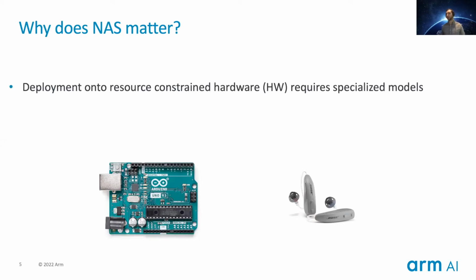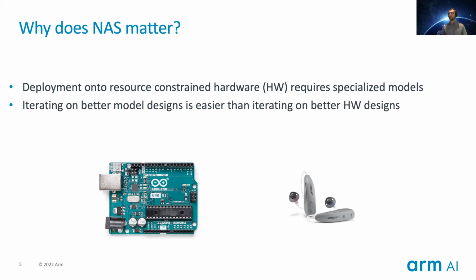Well, the first big reason is that deployment onto resource-constrained hardware requires specialized models. Basically, when we're talking about embedded hardware, we have very limited memory, limited computational power, but traditional neural networks can have lots of parameters, lots of operations, and so they simply don't fit onto the hardware. They run too slow, and so we have to design special models that can be deployed to this kind of hardware.